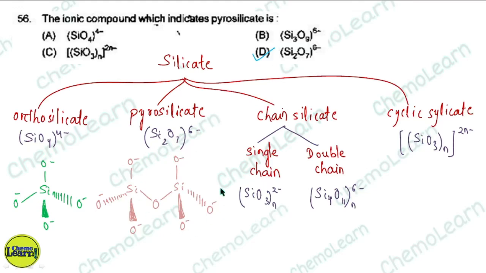The structure is here, and here one oxygen is shared, or it forms a bridge between two silicon atoms. Chain silicate is again divided into 2 categories, that is single chain and double chain. Cyclic silicate has formula SiO3 2n minus.